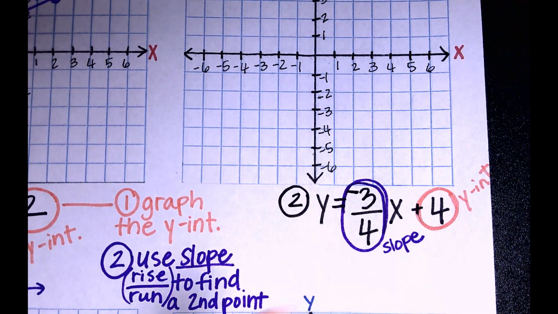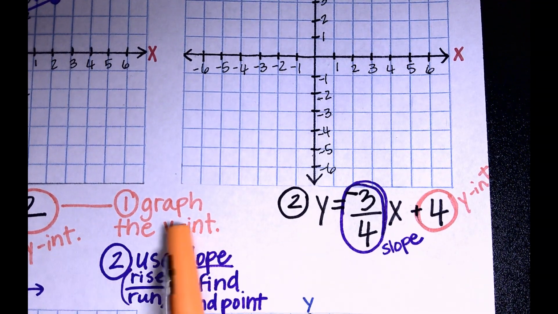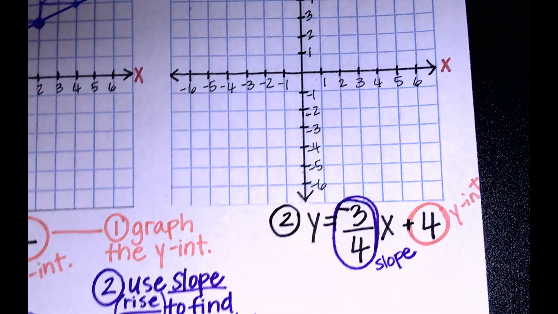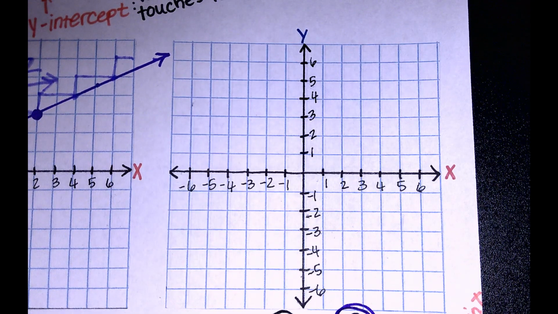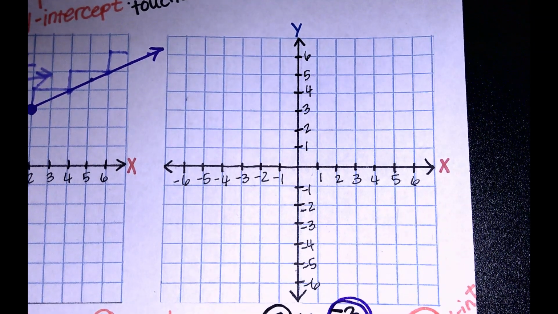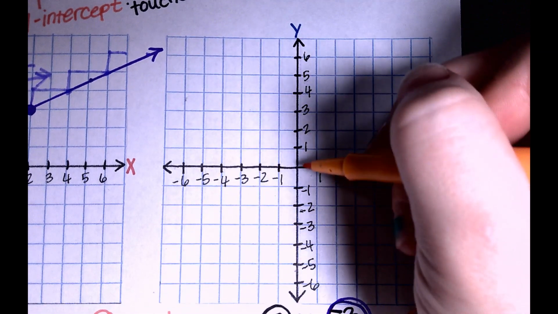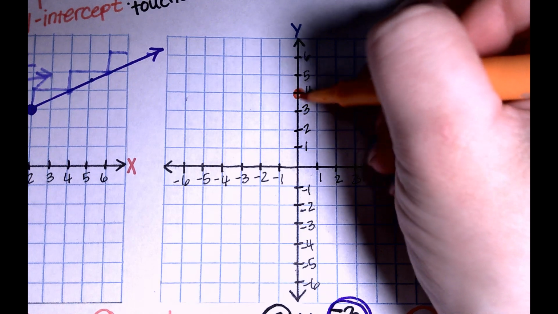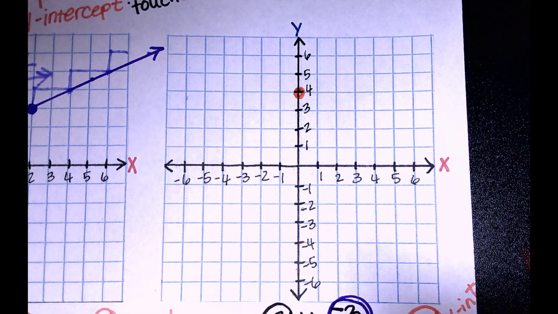So following the same steps as before, the first thing we'll do is graph the y-intercept. So where does that first point go? +4 on the x or the y-axis? Y-axis. So we're going to go up 4 to start.